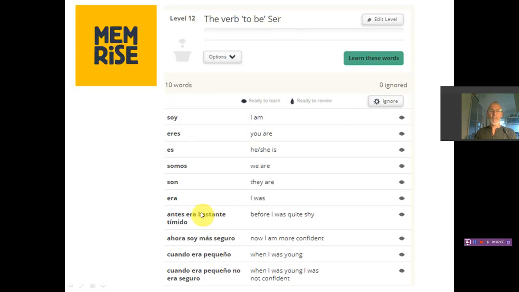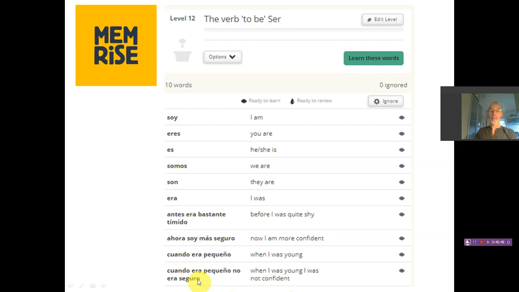And I've also included some past tense stuff, like era for I was. So if you wanted to say before I was quite shy, antes is before, antes era bastante tímido. Now I'm more confident, ahora soy más seguro. When I was young, cuando era pequeño, actually means literally little or small. When I was small, cuando era pequeño, really nice phrase to know. Or when I was young, I was not confident would be cuando era pequeño, or pequeña, by the way, if you're a girl. No era segura or seguro.